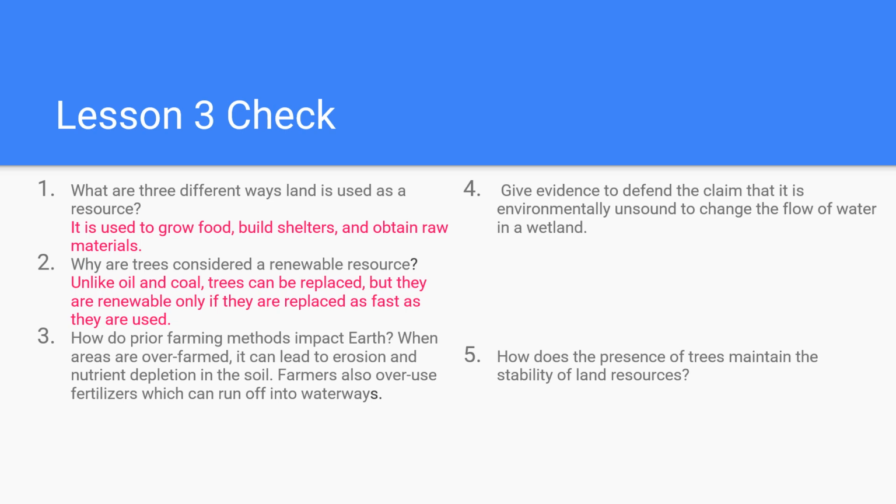How do prior farming methods impact Earth? When areas are overfarmed, it can lead to erosion and nutrient depletion in the soil. Farmers also overuse fertilizers, which can run off into the waterways. So overgrazing can lead to desertification.